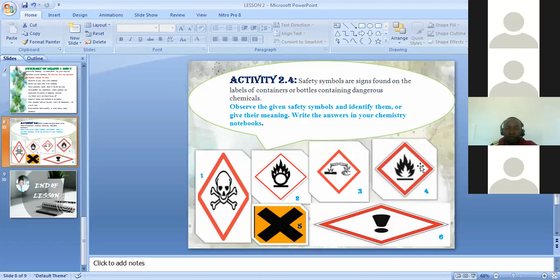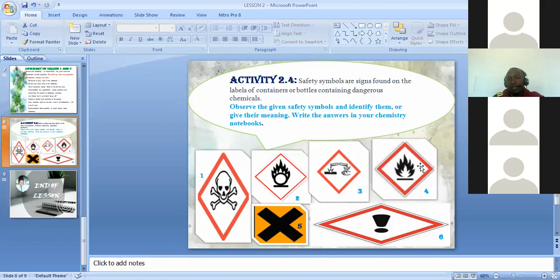Symbol number 2, it means it's highly flammable. It is highly flammable. Very, very nice. So chemicals which are labeled with such a symbol, it means please don't bring fire nearer. Okay? Sometimes such chemicals can easily catch fire even when you put water there. Some of these chemicals can easily catch fire the moment you open them and they come into contact with oxygen. So the chemicals which are labeled with the symbol number 2 are highly flammable.